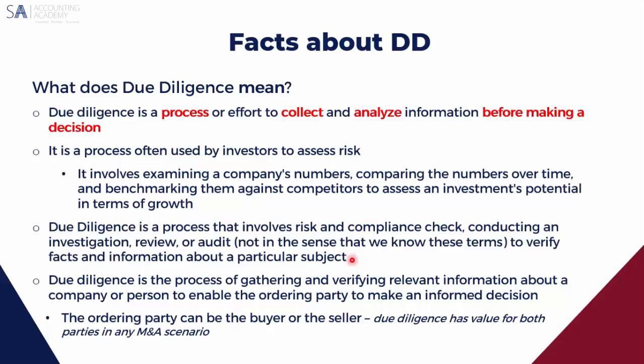Okay, it's facts. It's the process of gathering and verifying relevant information about a company or person to enable the ordering party. The ordering party will be the engaging party, whoever asks you to do the due diligence or the agreed upon procedures. So the due diligence is the process that you go through of gathering information for the person who needs to make an informed decision. The ordering party, like I said here, can normally be either the buyer or the seller.